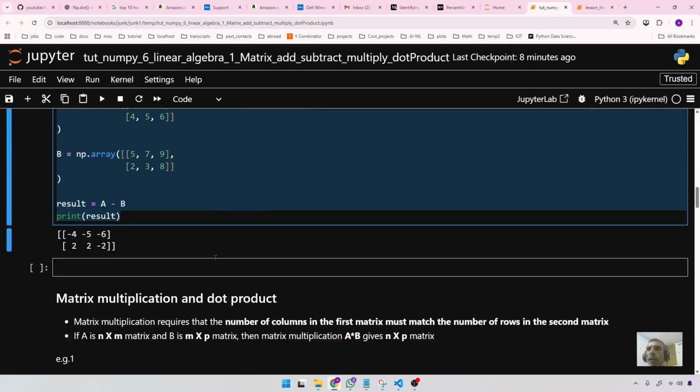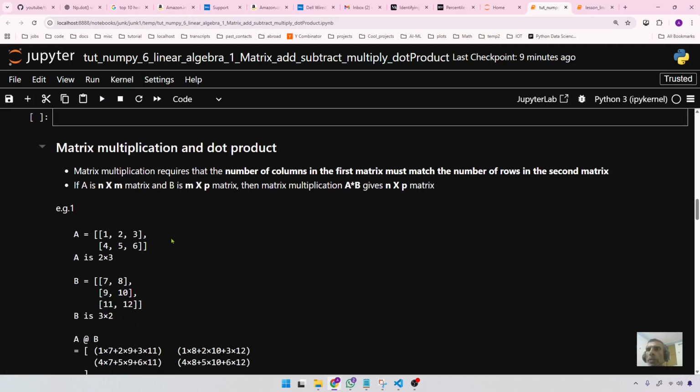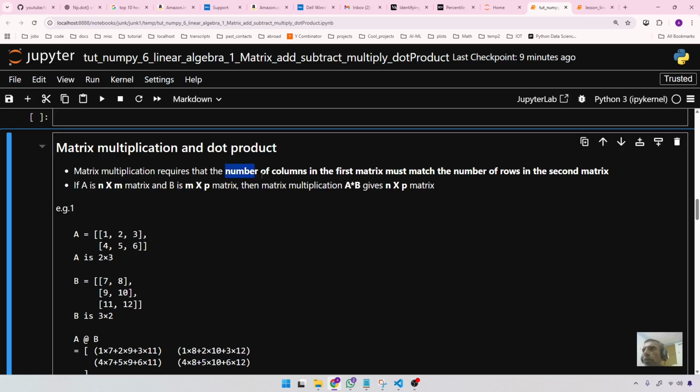All right, now let's talk about matrix multiplication. Matrix multiplication requires that the number of columns in the first matrix must match the number of rows in the second matrix. That's the very important part. Anytime you do matrix multiplication, if you remember from your high school, this is the rule that was followed.